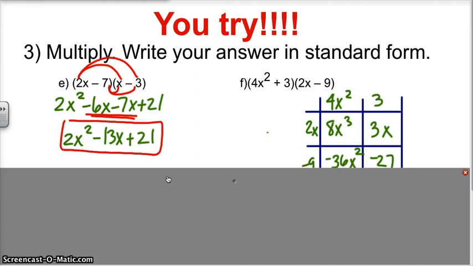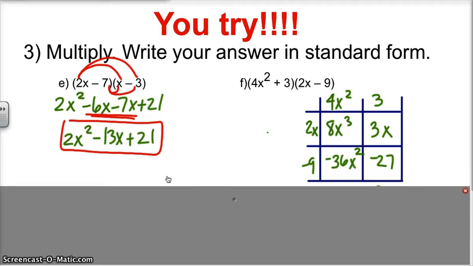For letter F, I chose to use the Punnett square method. I put one of them on the top. If you want, you can add a +3. Notice the minus going with the 9. When I brought the 2 times the 4, I got 8. Notice here, though, that I had a single x and the x squared, giving me x to the 3rd.